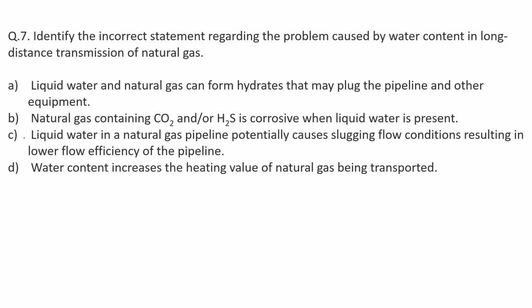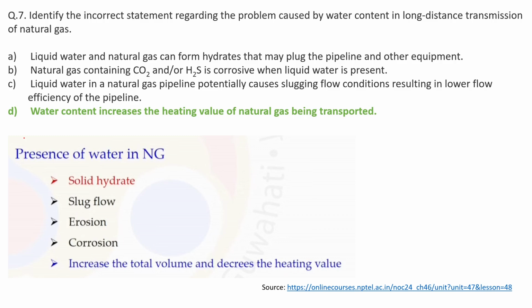Next question is question number 7. We have to identify the incorrect statement regarding the problems caused by water content in long distance transmission of natural gas. So options are A, liquid water and natural gas can form hydrates that may plug the pipeline and other equipment. Option B, natural gas containing CO2 and/or H2S is corrosive when liquid water is present. Option C, liquid water in natural gas pipeline potentially causes slugging flow conditions resulting in lower flow efficiency of the pipeline. And option D, the water content increases the heating value of natural gas being transported. So we have to find out the incorrect statement of all these statements.